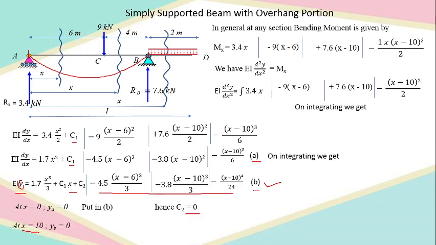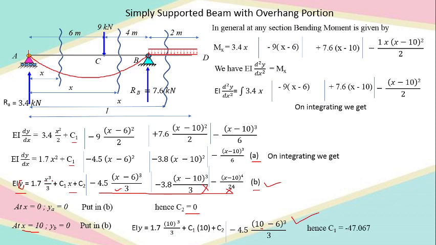Now again at x = 10, y_B = 0. Put y_B = 0 and x = 10. Now here I can take this term because 10 − 6 is 4, and 10 − 10 is 0, and here also 10 − 10 is 0. So directly these two terms will be 0. Here I am putting the value x = 10, but only the first and second terms I have taken because the others come out to be 0. So I got c1 = −47.067.